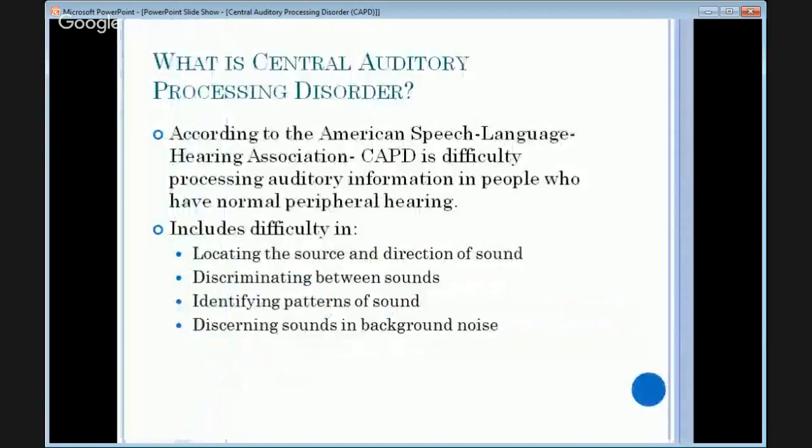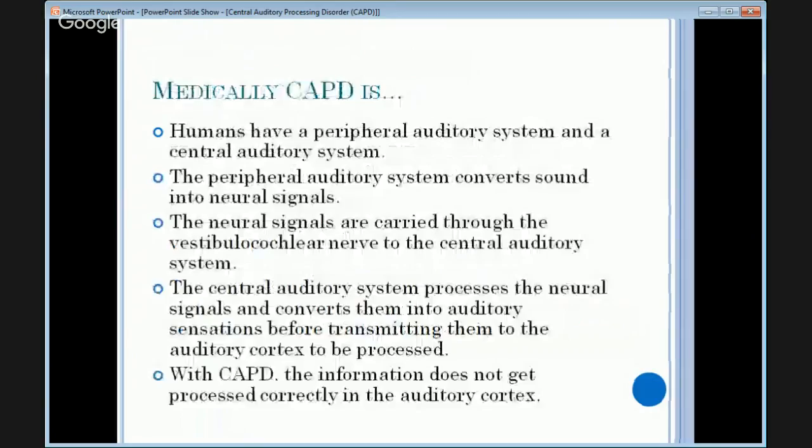So, what is central auditory processing disorder? According to the American Speech-Language-Hearing Association, CAPD is the difficulty processing auditory information in people who have normal peripheral hearing. It includes difficulty in locating the source and direction of sound, discriminating between sounds, identifying patterns of sound, and discerning sounds in background noise.